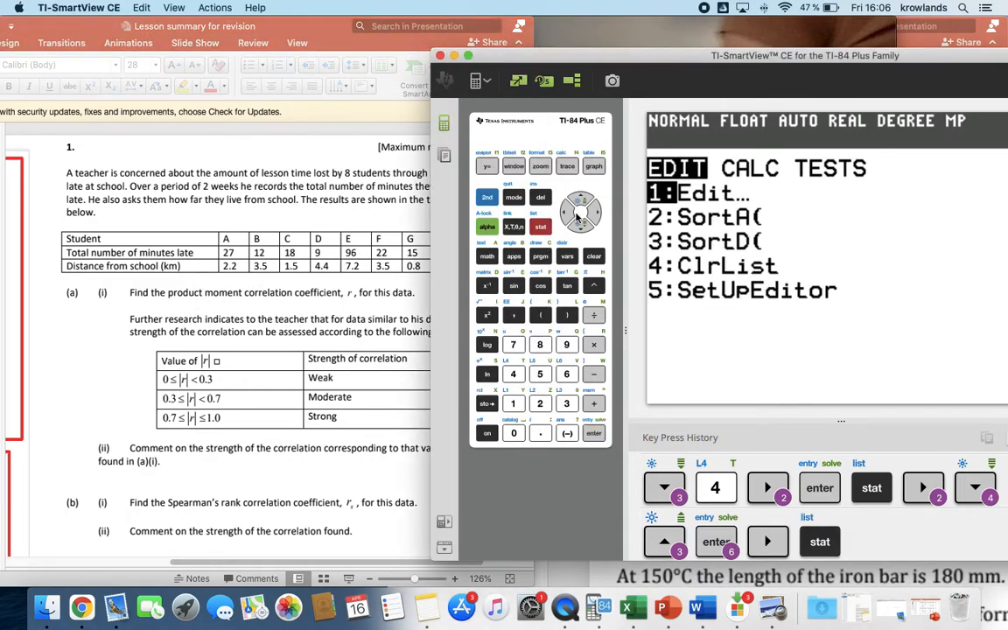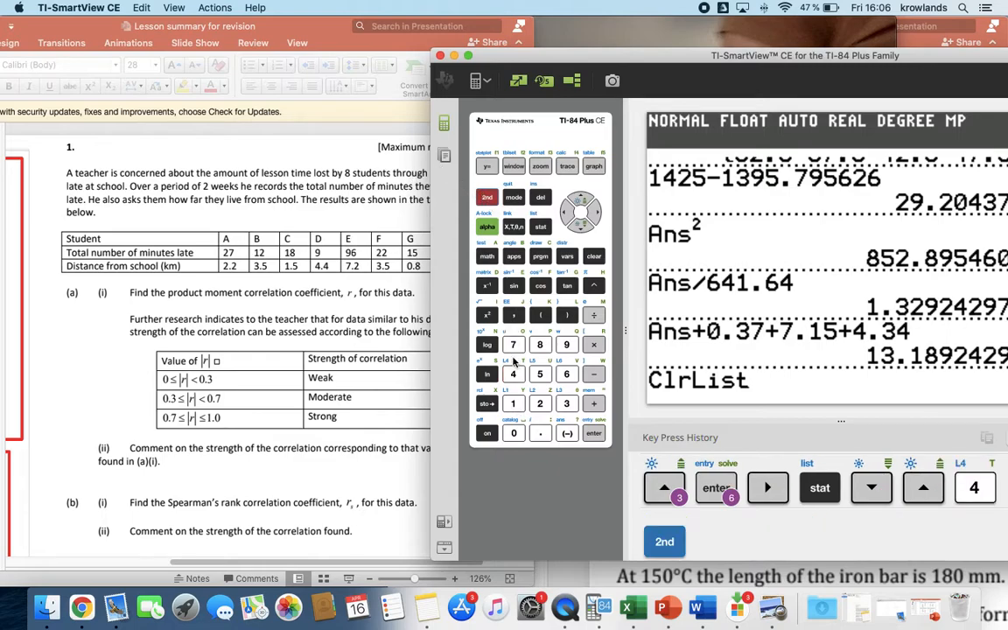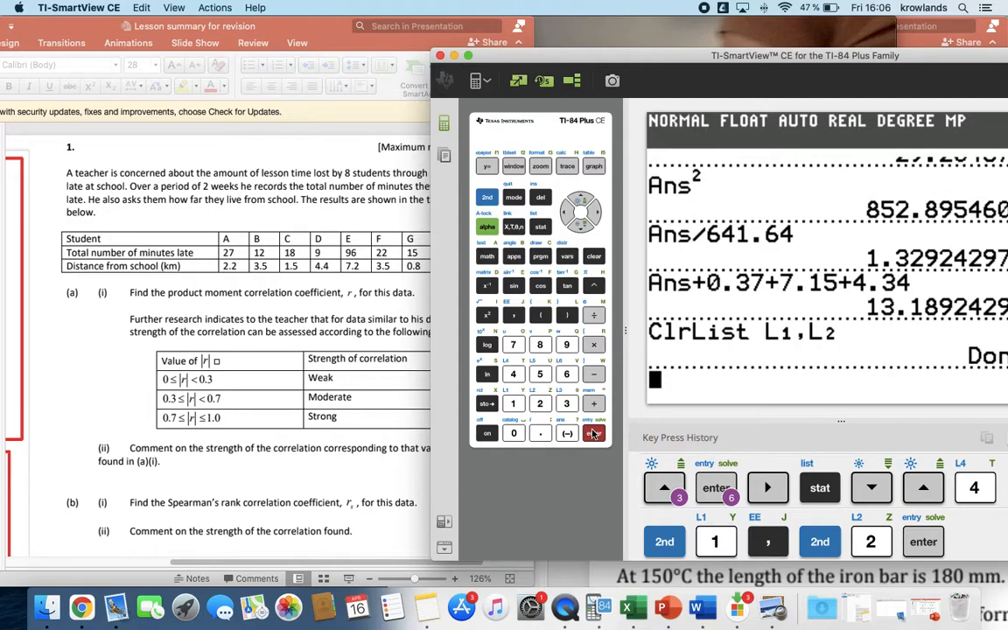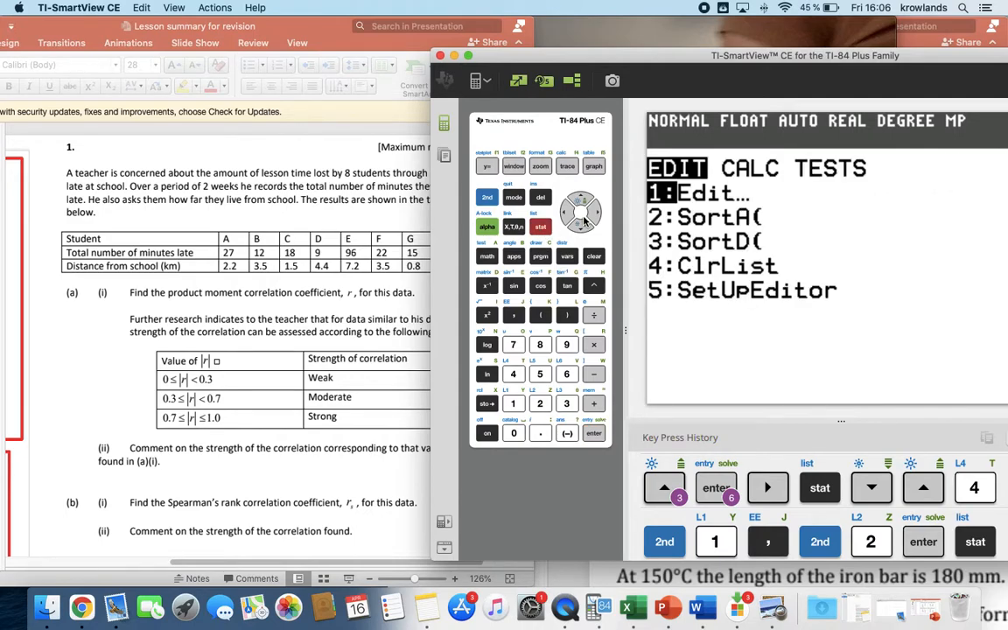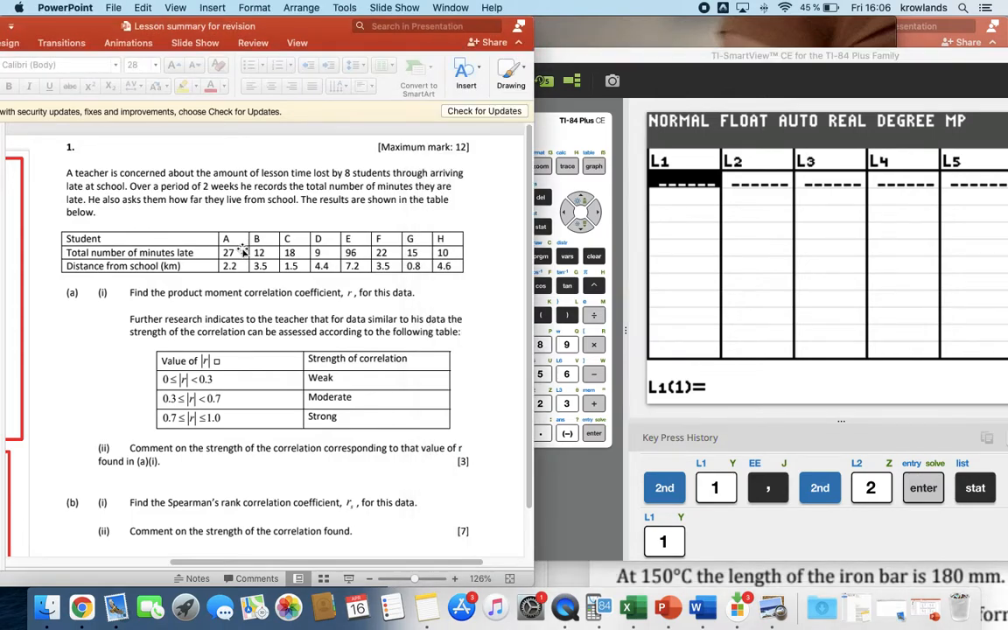So what you need to do is press Stat. We would like to clear the lists to begin with, and we're going to clear list 1 and clear list 2. So we're going to press second 1, second 2, enter. Then we're going to go back to the stat and we're going to click edit. Now we're going to put this information into list 1 and then list 2.